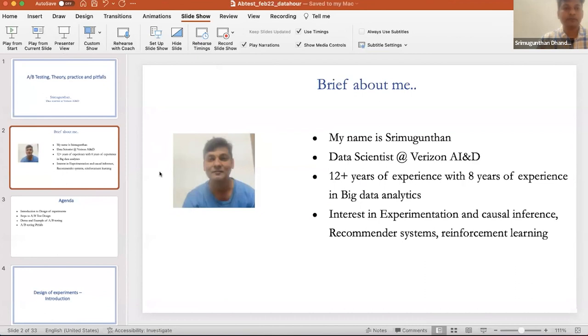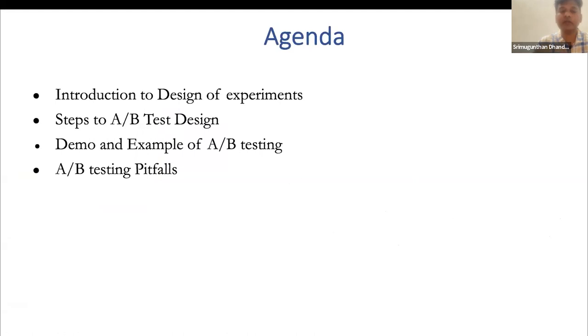So the agenda of today's talk is that we will start with some background to design of experiments. Then we will discuss what the steps are to do an A-B test design. We'll look at a small example and follow the steps of this design process. And finally, we'll look at the A-B testing pitfalls.